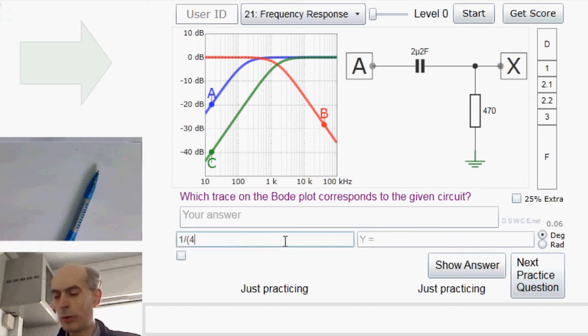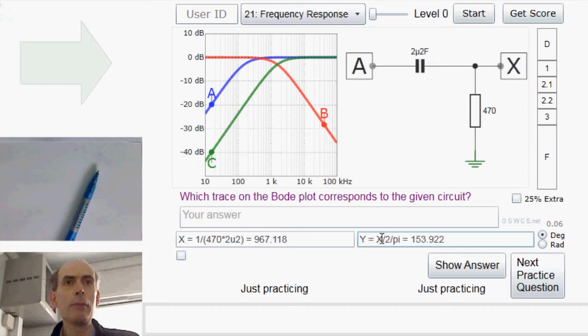Well, 1 over 470 times 2 µ2, which is 967, but that's radians per second. If we want that in hertz, we'd have to divide by 2 pi, and that would be 154. So the answer is 154 hertz is where we expect this pole to be.